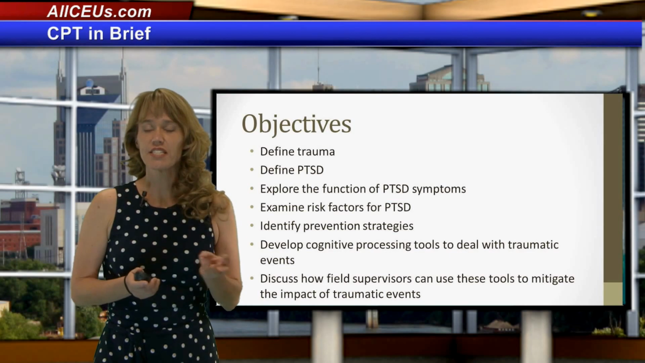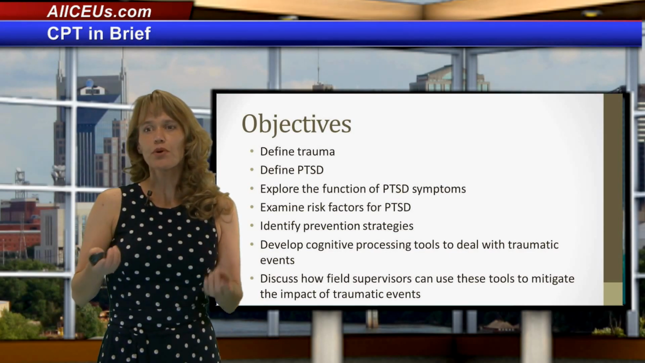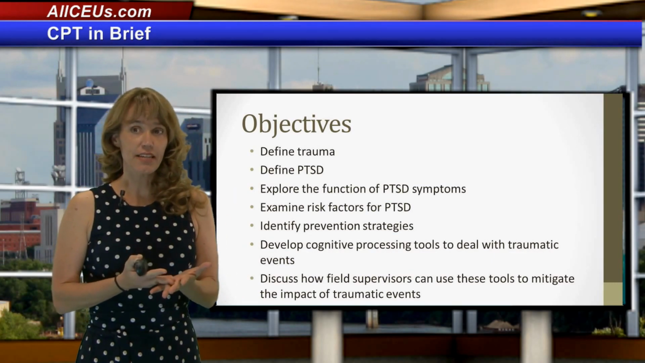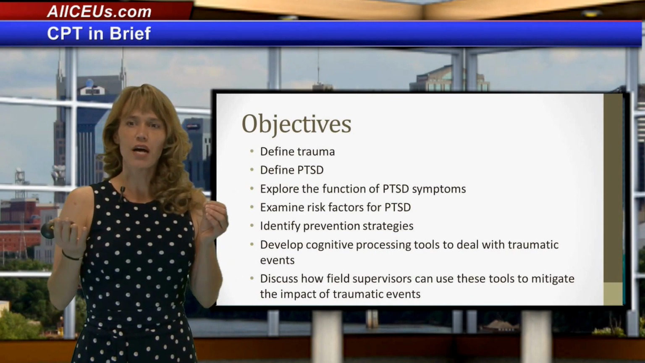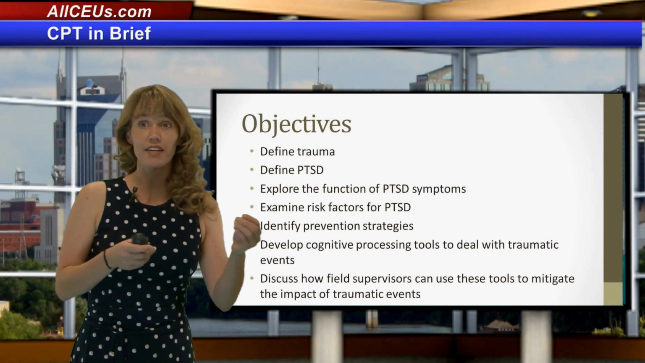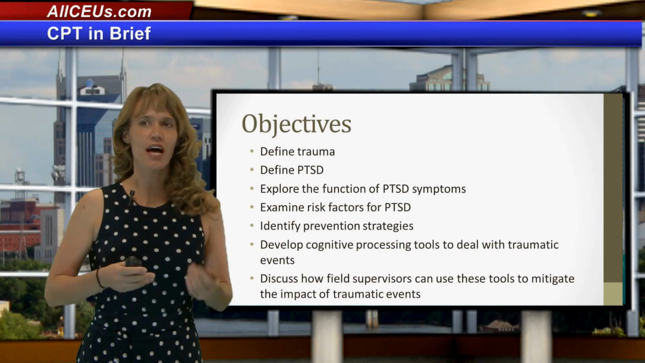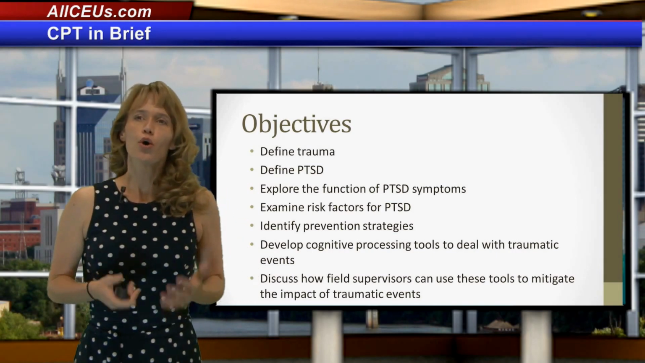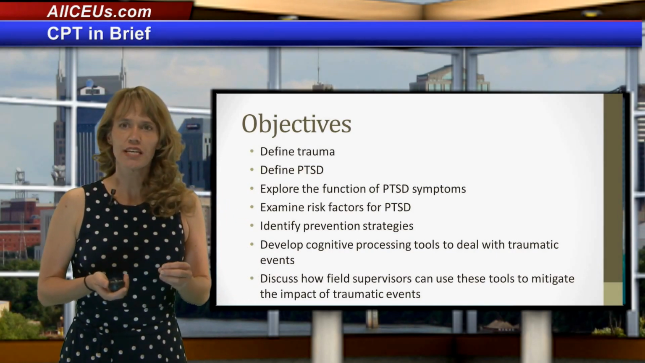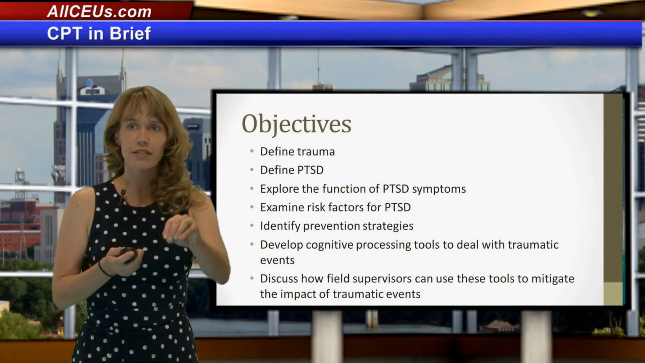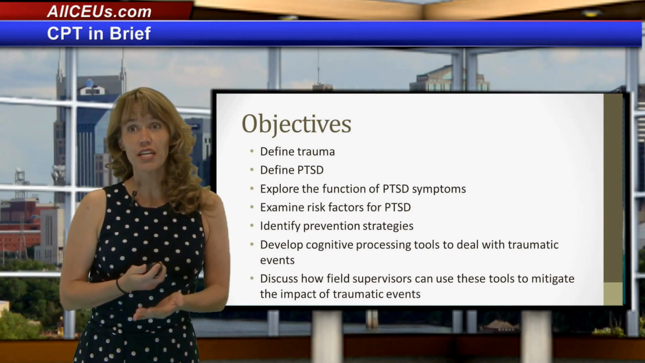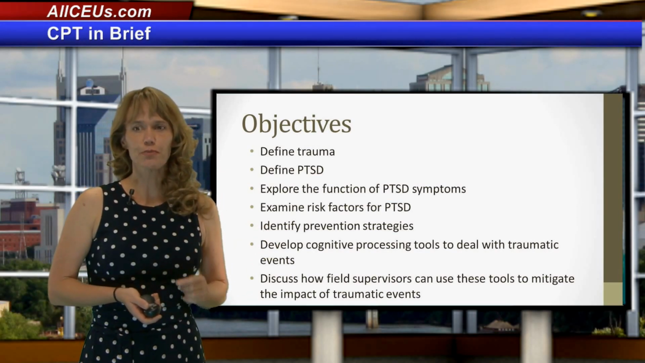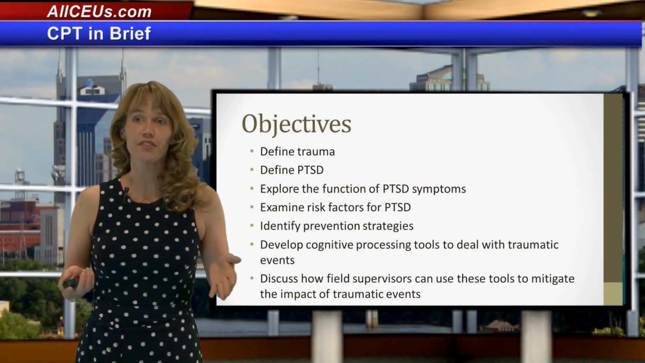What we're going to do today is define trauma and PTSD, explore the function of PTSD symptoms. We'll then examine the risk factors for PTSD, identify prevention strategies, develop cognitive processing tools to deal with traumatic events. You notice I say tools because if you're not doing the entire 13-session thing, it's not actually cognitive processing therapy. We're taking some of those tools that can be useful in an acute environment and implementing them in order to mitigate the reaction and hopefully head off any later problems. And then we'll discuss how field supervisors can use these tools to mitigate the impact of traumatic events.